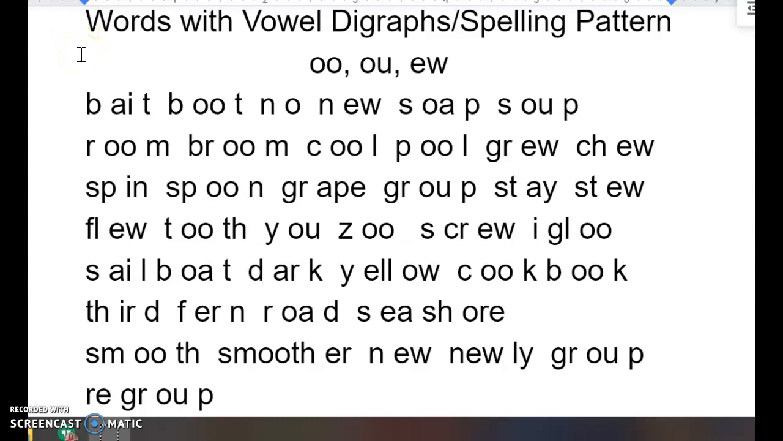Hi guys, today we're going to do some blendings. We're going to work with words with vowel digraphs, spelling pattern O-O, O-U-E-W. So let's start with our first line.